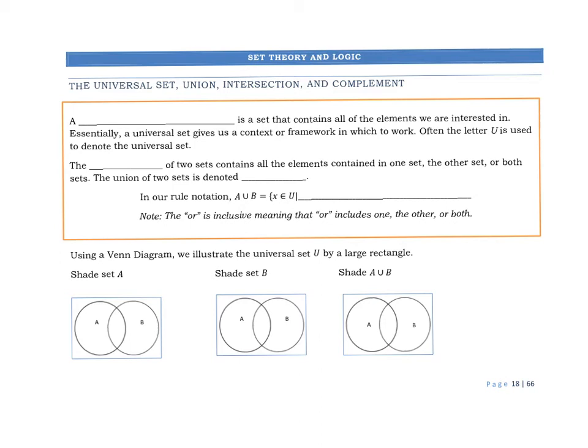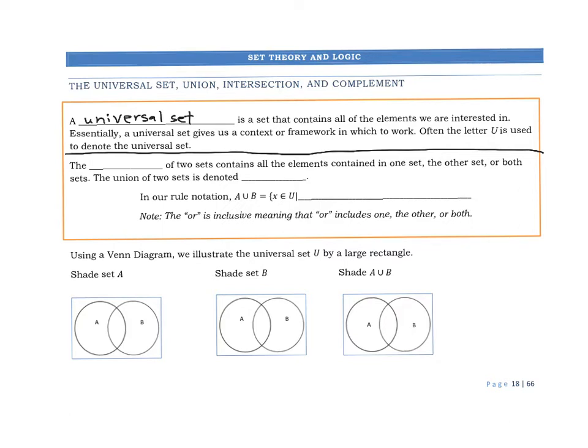So now let's talk about set operators. First of all, we need to talk about the universal set, and that's really a different idea from union down here, so let's go ahead and separate that. So a universal set is a set that contains all of the elements we are interested in. Essentially, a universal set gives us a context or framework in which to work. Often the letter U is used to denote the universal set.